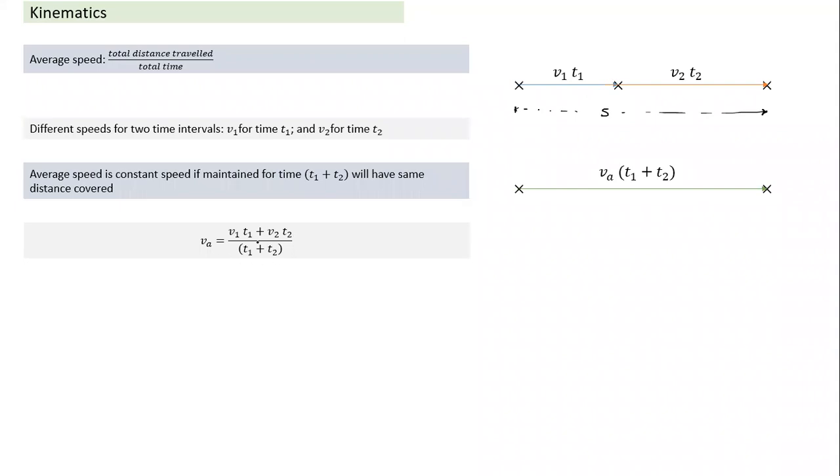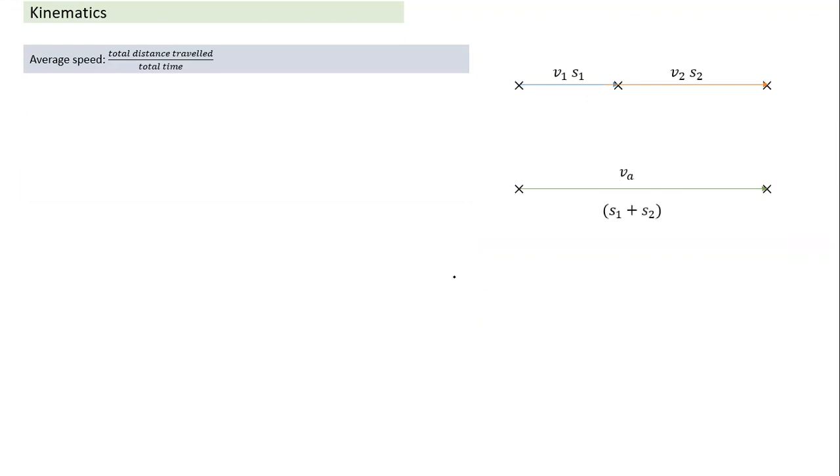That is VA. Okay. And if T1 and T2 are both equal, if velocities V1 and V2 are maintained for equal time intervals, in that case the average velocity becomes (V1 plus V2) by 2, T1 being equal to T2. So average speed is the arithmetic mean when time intervals are equal. Very easily it can be calculated.